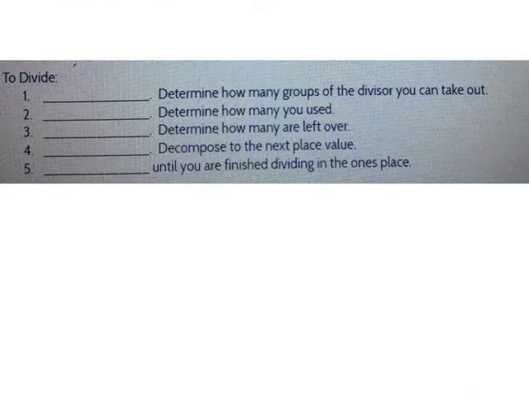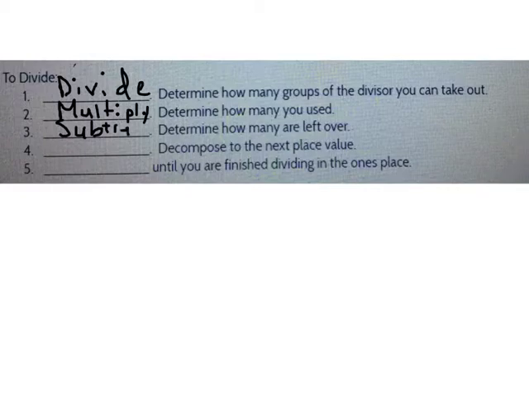Let's talk about the steps to long division using the algorithm. The first thing we need to do is divide in the largest place value. That means finding how many groups of the divisor I can take out. After I've done that, I need to multiply to see how many I used in my groups. After I've multiplied, I can subtract to see how many of that place value unit I have left over. After I've subtracted, I can bring down. When I bring down, I'm decomposing into the next place value.